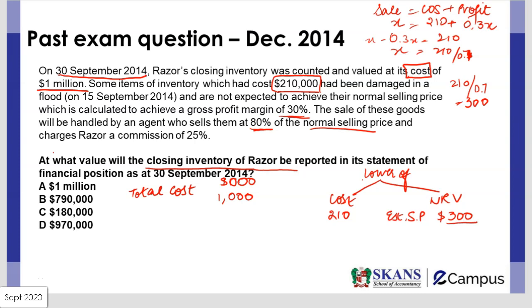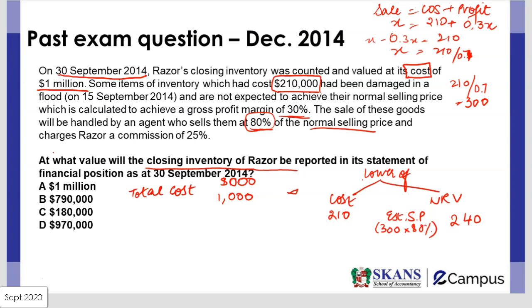Why? Because the question says that at 30% it is sold under normal circumstances. Our expectation is that the item is going to be sold at only 80% of the actual selling price. So we have to recalculate our estimated selling price. Estimated selling price is 300 into 80%. This figure comes out to be 240. So our estimated selling price is 240.